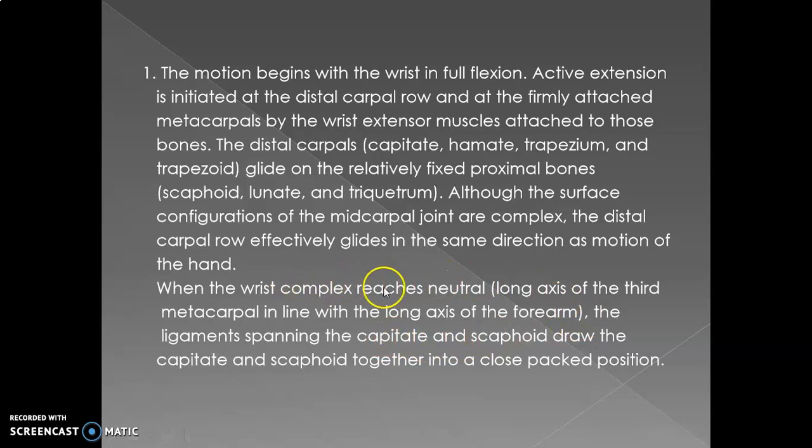When in neutral position, what is a neutral position? The long axis of the third metacarpal is in line with the long axis of the forearm. This creates ligaments that go into passive ligamentous tension, which creates what we call the close packed position.